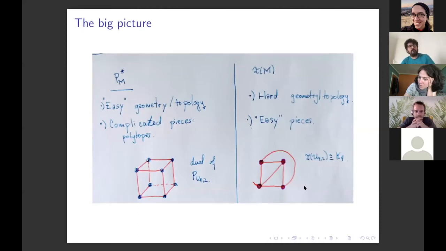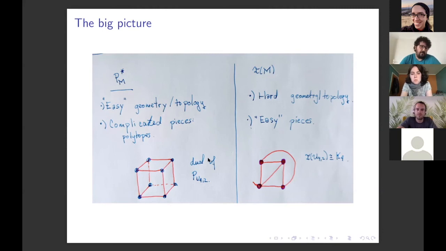And just to give you an idea of what's going on, this should be shocking. The first time that I saw this property, I had a hard time parsing it. The point being that on one side you have PM star, a polytope, and in a sense this has easy geometry and topology, something that we understand really well. On the other hand, it has complicated pieces, because this is not a simplicial polytope, this is not a simple polytope. Our matroid polytopes are in general complicated. So it's something that is simple topologically, but each of the pieces in my puzzle is complicated.